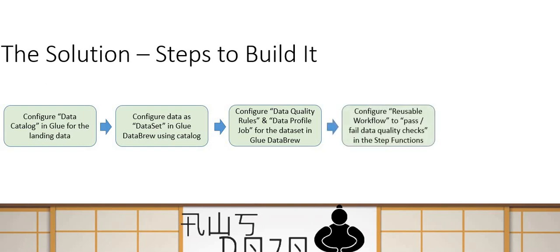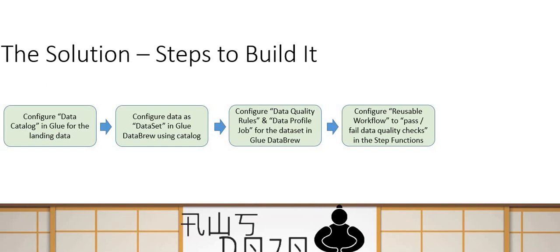Then you create a reusable workflow. I am creating a reusable workflow which is basically doing the data quality check. It's as simple as that. This workflow will run your data profile job, and after that, whatever outcome comes for the data quality based on the data quality rules, it will check that outcome and determine whether this dataset meets the requirement or does not meet the requirement. Okay, you simply do that.